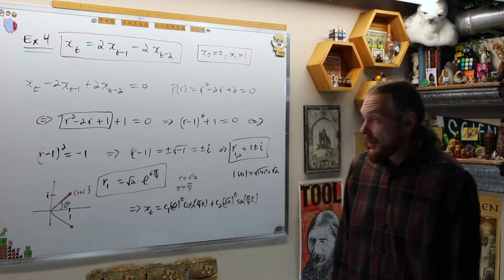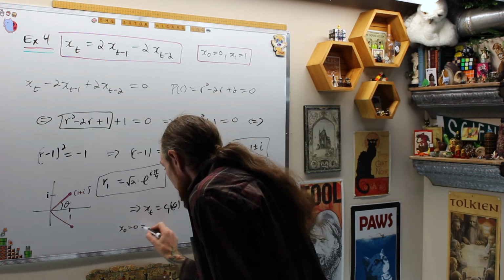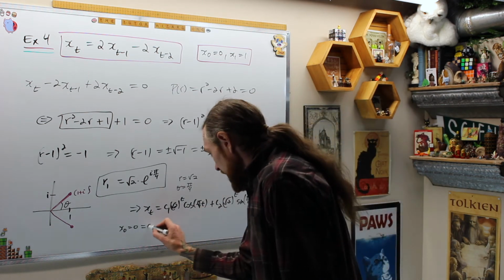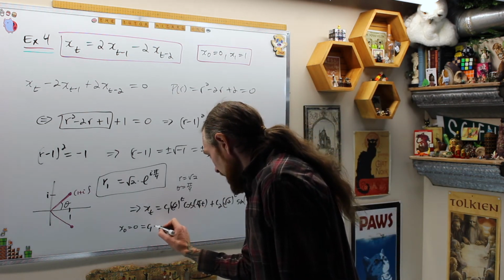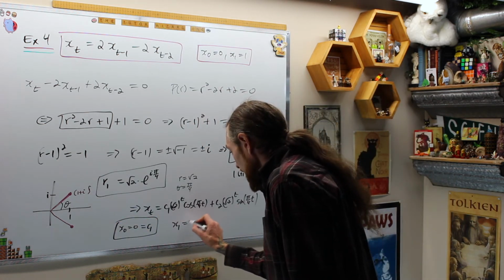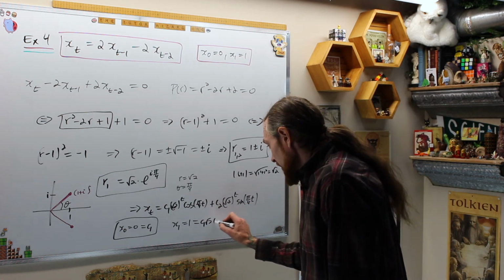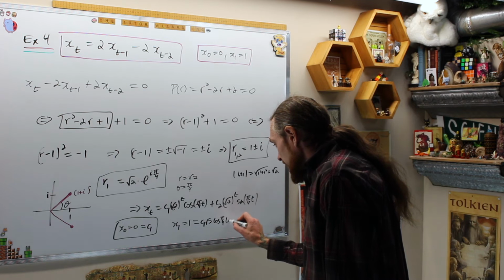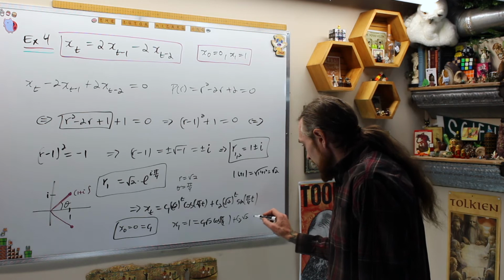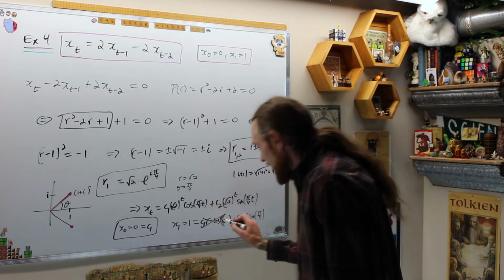Now I use the initial conditions. That tells me that x_0 is 0, which is equal to, what are we going to get? Cos of 0 is 1, so we're going to get c1 is 0 specifically. That was nice. And then x_1 is 1, which is going to be c1 root 2 cos pi over 4 times 1 plus c2 root 2 to the 1 sine of pi over 4. c1 was 0, so that is gone.